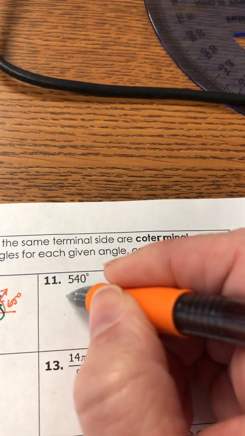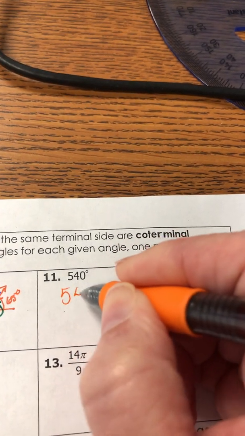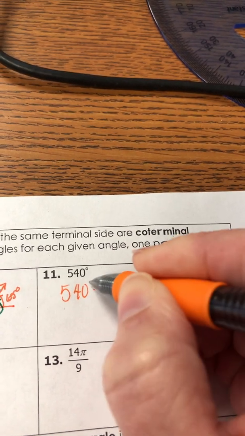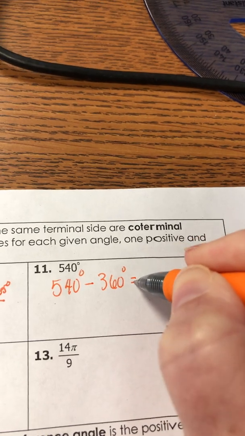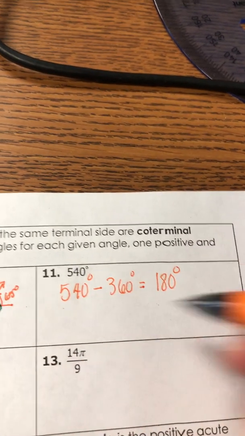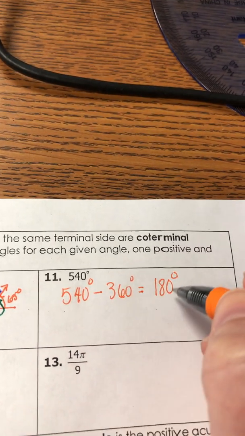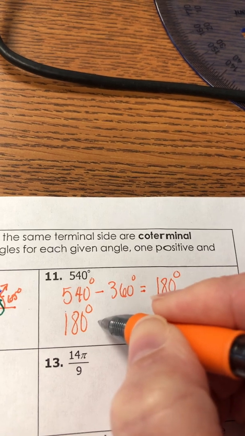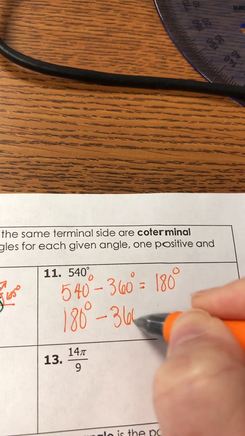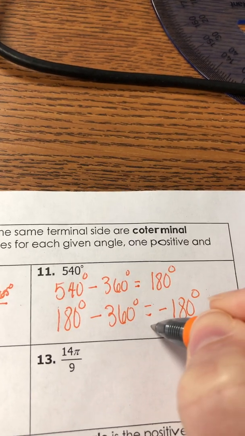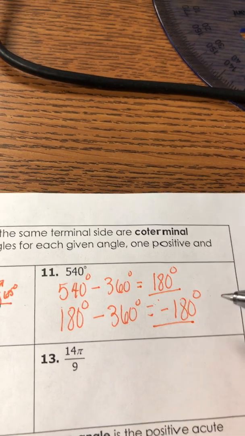So what you can do to get your positive and your negative is take your 540 and subtract 360, just like we did before, and that's going to give you 180 degrees, which we know is going to be the x-axis. And then you can take that 180 degrees and subtract 360 degrees again to get negative 180 degrees. So this would be your negative and this would be your positive.